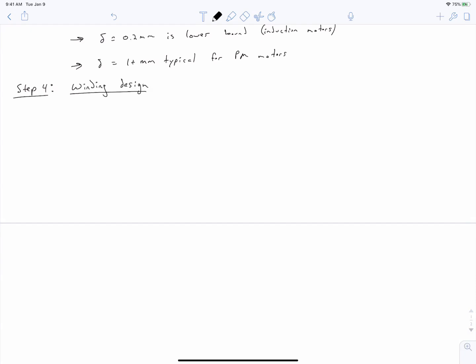Your fourth step is designing your winding. We've talked a lot about this in our winding design unit, but basically at this point you need to make a decision on the number of slots, the number of layers you're going to have, your coil pitch, or in other words your winding layout, and then you can do some calculations to determine what your phase current rating should be and how many turns you should have in each coil.